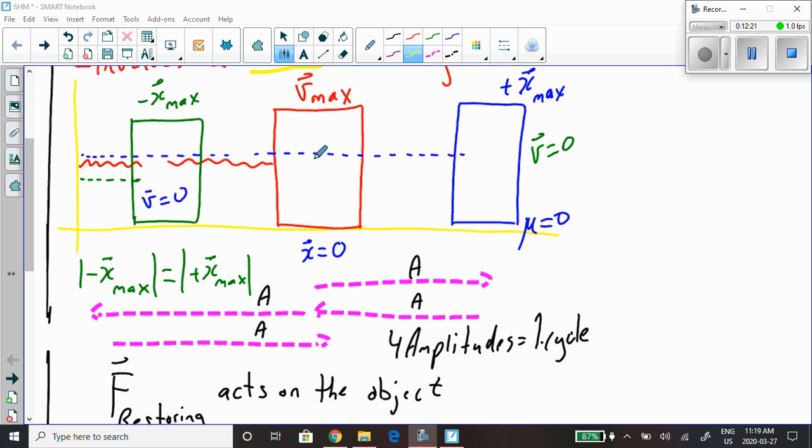So the object continues, it's slowing, slowing, because it's compressing a spring. Finally, it slows down so much, it reaches its maximum displacement on the negative side. It doesn't have enough velocity, if you will, to compress the spring any further, and it stops. Velocity is equal to 0.